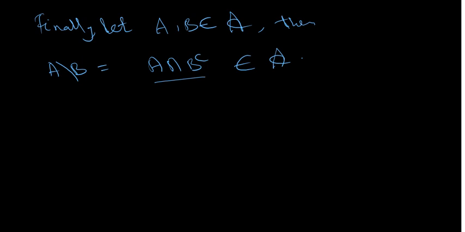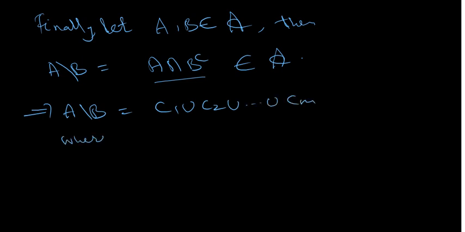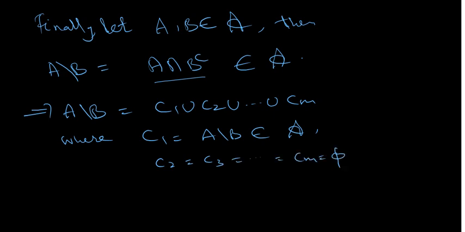So for the rest of the sets we take the empty sets. So this means this A minus B can be written as C1 union C2 union up to Cm, where C1 is equal to A minus B, which belongs to A, and C2 equal to C3 equal to Cm equal to the empty set. This is also in A. So thus we have expressed this A minus B as a finite disjoint union of members of A.